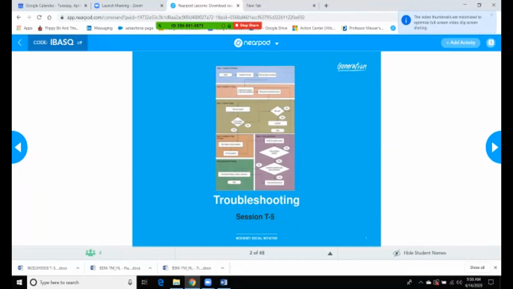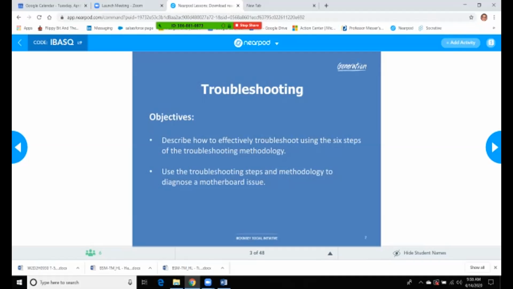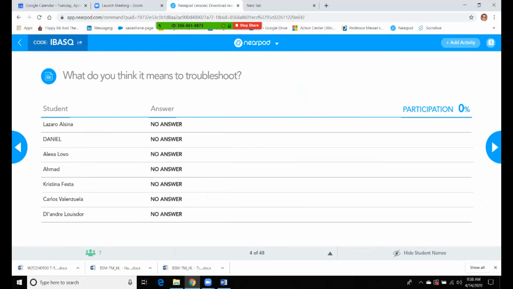Okay, today's session is in reference to troubleshooting. Our objective is to describe how to effectively troubleshoot using the 6 steps of troubleshooting methodology, using troubleshooting steps and methodology to diagnose a motherboard issue itself. So, open-ended question here. You guys can answer that. What do you think it means to troubleshoot for you?